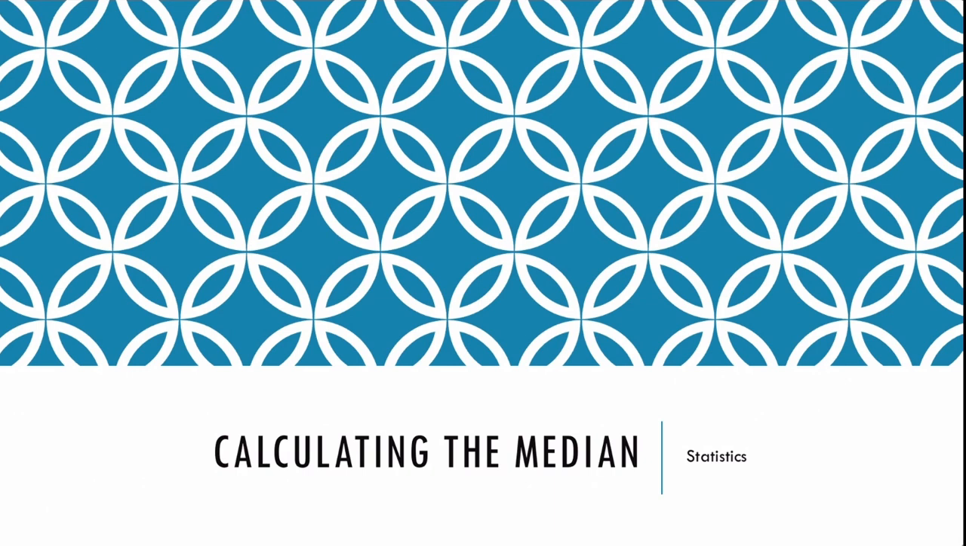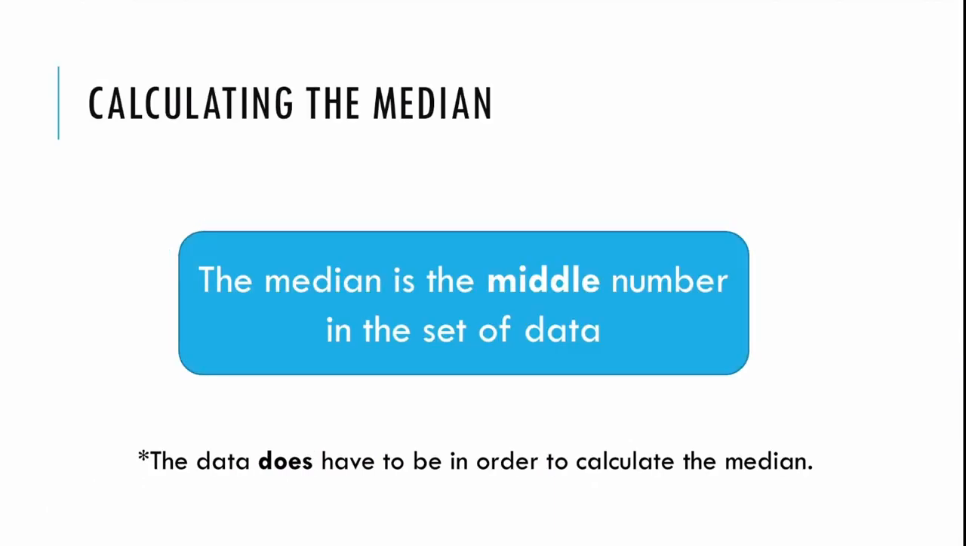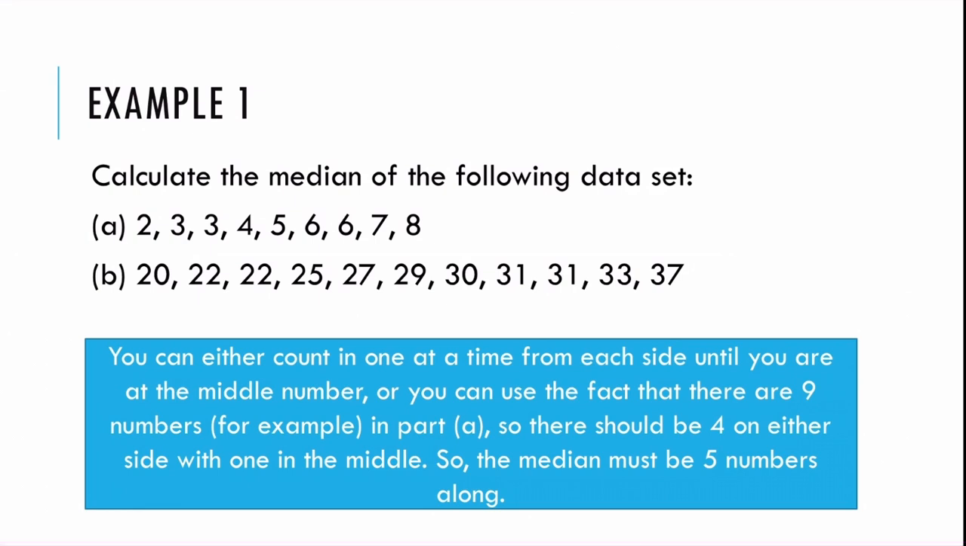Okay, calculating the median. The median is the middle number in the set of data. The data does have to be ordered before we find the middle number, okay? Now, there are 2 ways you can find the median here. First of all, this is an ordered set of data, so we don't need to order it. We could either count in one number from either side until we reach the middle number. Okay, so that's probably the easiest way to do it.